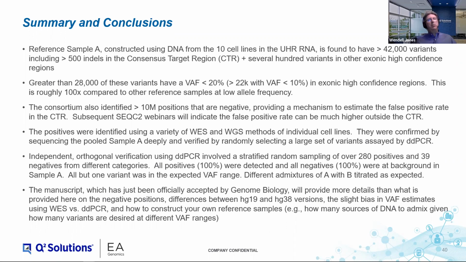This manuscript, which has just been officially accepted by Genome Biology, will provide a lot more details than what I did here, for example on negative positions and on the differences between the HG19 and HG38 versions. It'll even talk about the slight bias in variant allele frequency estimates using whole exome versus droplet digital. And it'll also tell you how you can construct your own reference samples. For example, how many sources of DNA do I need to admix to identify a certain number of variants at a certain variant allele frequency range?